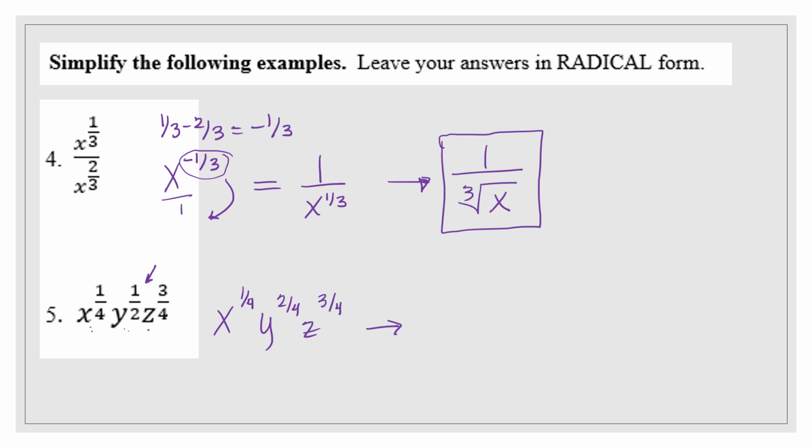And then in that case, I can rewrite it in radical form with the fourth root of x to the 1st, y squared, and z cubed, or z to the 3rd power. There you go.